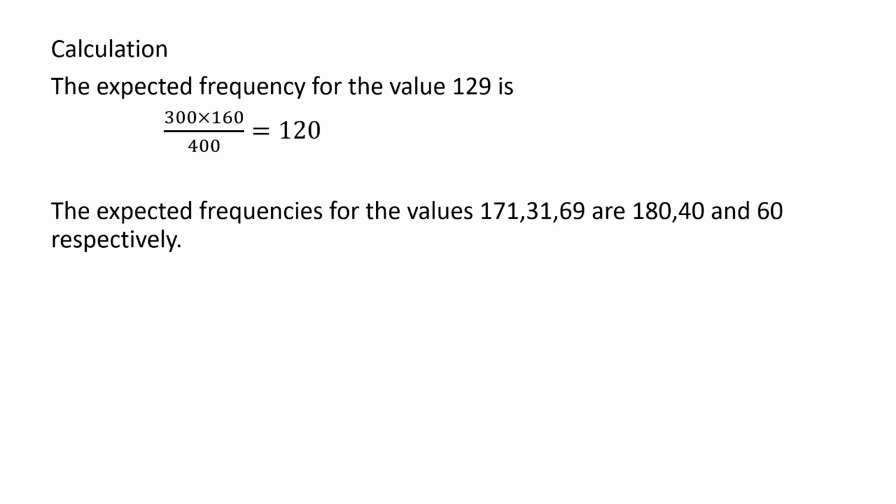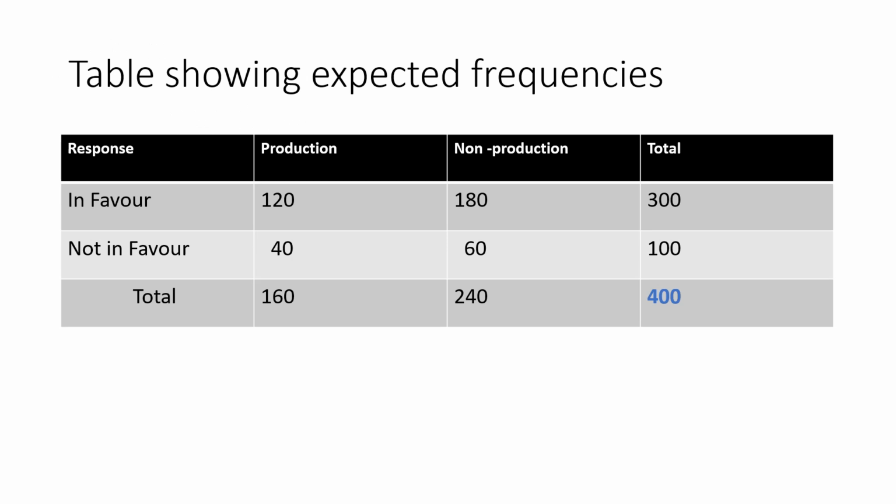Expected frequency for the value 129 is that corresponding row total into column total by grand total. So we obtain expected frequency for the value 129 is 120. Similarly, we can find the expected frequencies for the other values 171, 31 and 69, which we can obtain as 180, 40 and 60 respectively. So we can form the table which is showing the expected frequencies.